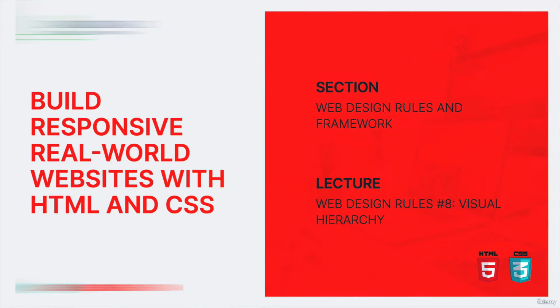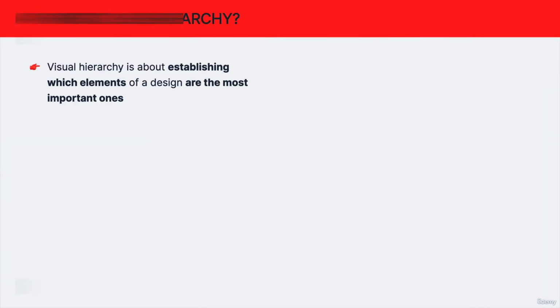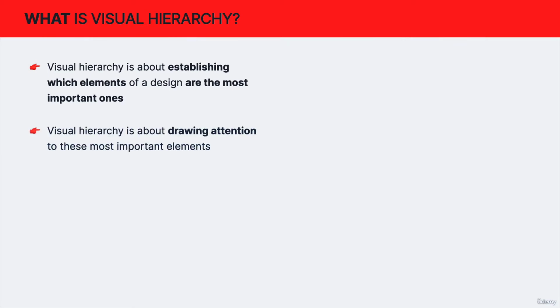In this lecture, we bring together many of the things that we have learned so far in this section in order to create something that we call visual hierarchy. So let's see what visual hierarchy is all about. And essentially, visual hierarchy is all about establishing which elements of a certain design are the most important ones. So that's exactly what hierarchy means, right? So essentially, we need to establish a hierarchy of elements in order to draw attention to the most important ones of these elements. And doing this is actually one of the best ways to make a layout actually look designed.